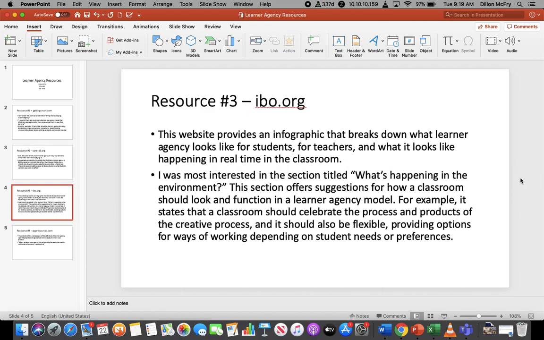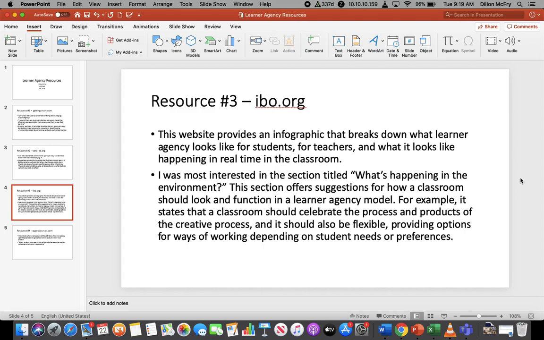A third resource was IB.org. This website provided a very nicely broken down infographic that showed what learner agency looks like not only for students and teachers, but also what it looks like happening in real time in the classroom. There was one section titled What's Happening in the Environment. So this shows how a classroom should look and function in this learner agency model.